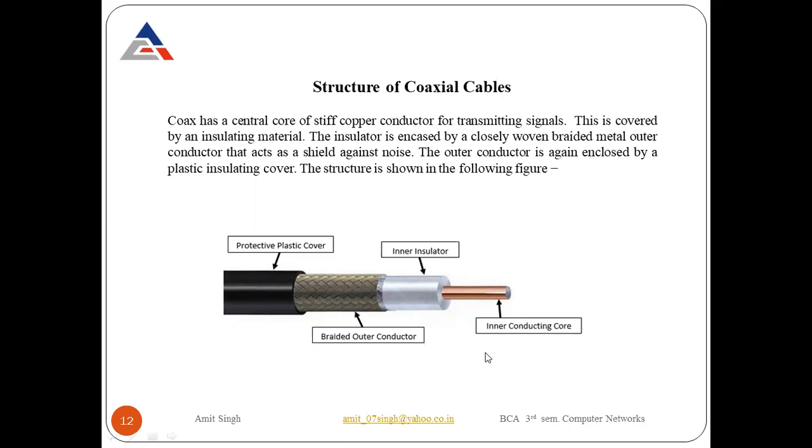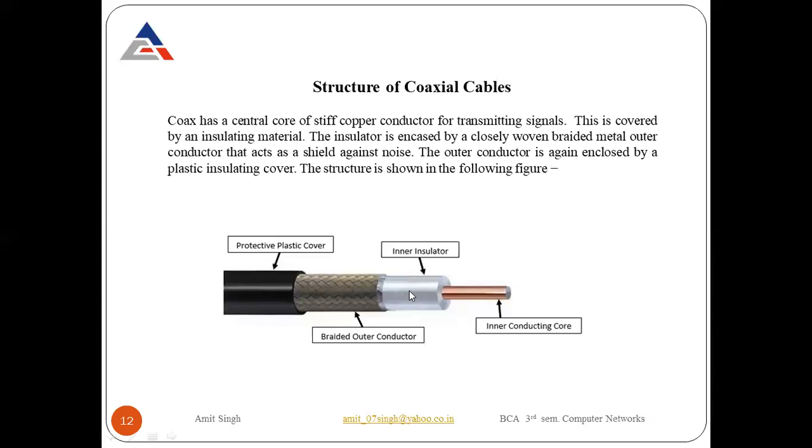Now we are discussing this diagram. A coax has a central core of stiff copper conductor for transmitting signals. So what it means, look at the diagram. This is the copper wire, which is responsible for transmitting the signals from sender to receiver. Clear? This is covered by an insulating material, which you can also call the plastic coating. The white one is the inner insulator.